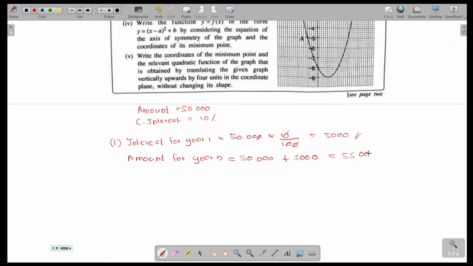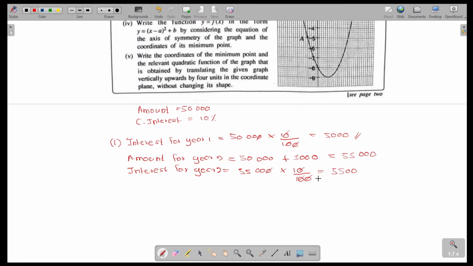So we can calculate interest for second year as 55,000. Now we take the initial amount as 55,000 into 10 over 100. Now 0 to 0 cancel, 0 to 0 cancel. We get 5,500 rupees as a interest for second year.